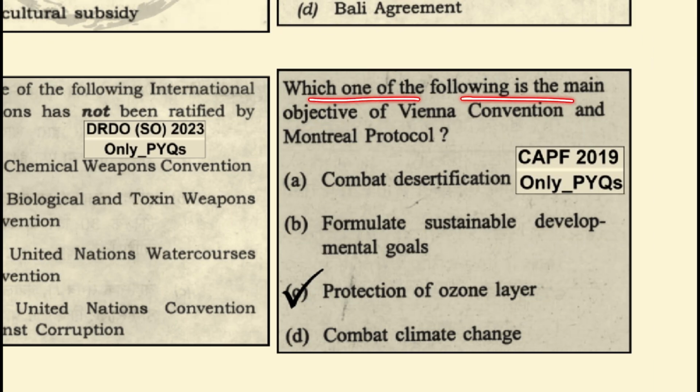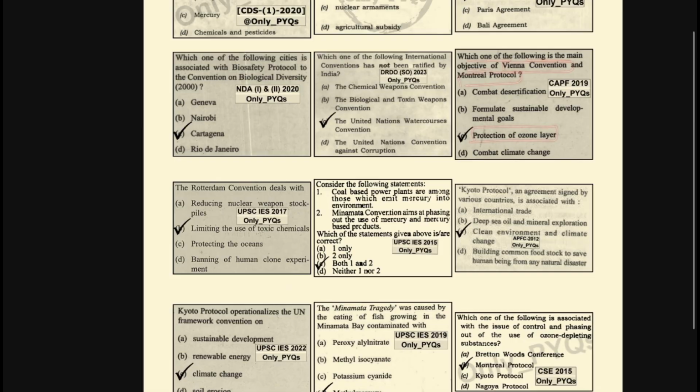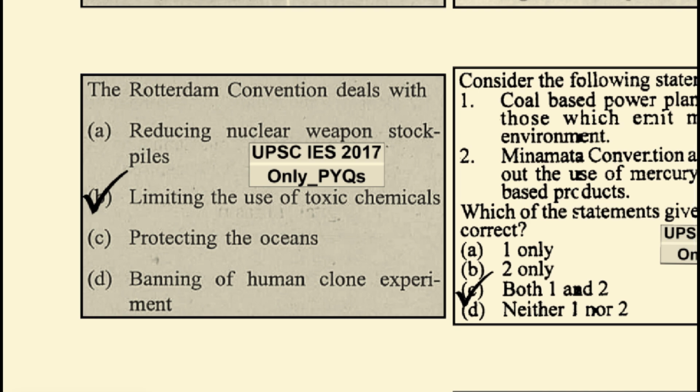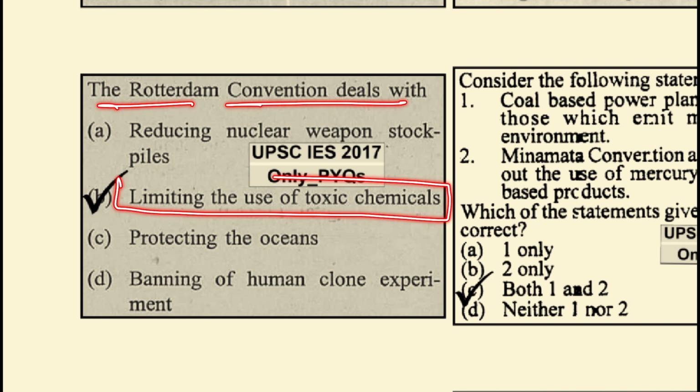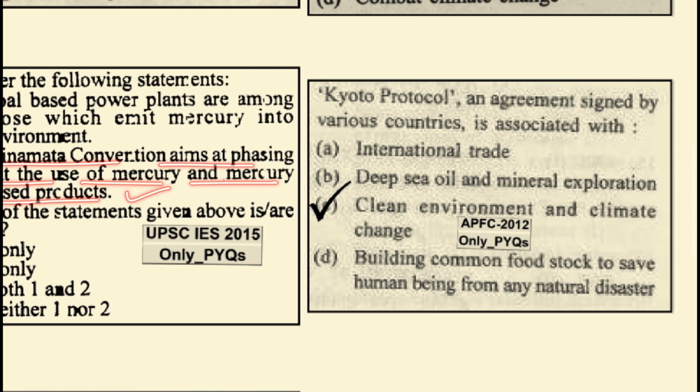Which one of the following is the main objective of Vienna Convention and the Montreal Protocol? It is the protection of the ozone layer. The Rotterdam Convention deals with the limiting the use of the toxic chemicals. Consider the following statement. Coal-based power plants are among those which emits mercury in the environment. Yes, this is correct statement. Minamata Convention aims at phasing out of use of mercury and the mercury-based product. This is also correct. So both the statements are correct.